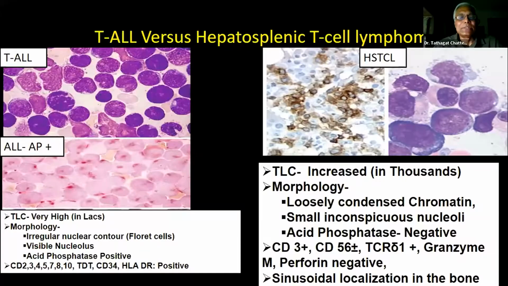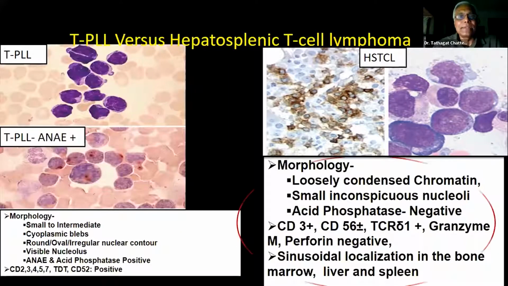Hepatosplenic T cell lymphoma is not out. Subcutaneous panniculitis-like lymphoma is out. Then we did a lot of work on T-ALL versus hepatosplenic T cell lymphoma. In hepatosplenic T cell lymphoma, the TLC is increased to thousands. The morphology shows loosely condensed chromatin, small inconspicuous nucleoli, acid phosphatase negative, CD3 positive, CD56 positive, TCR gamma delta positive, granzyme positive, perforin negative, and most importantly, sinusoidal localization of the lymphoma cells in the bone marrow. Right? So the same thing to differentiate T-PLL versus hepatosplenic T cell lymphoma.